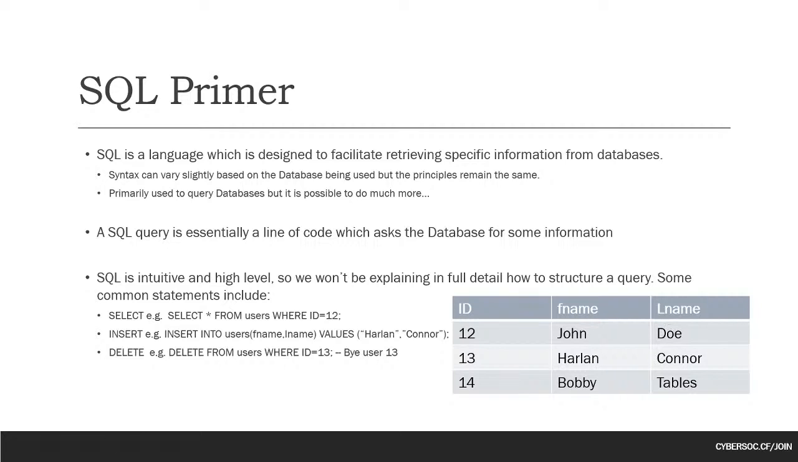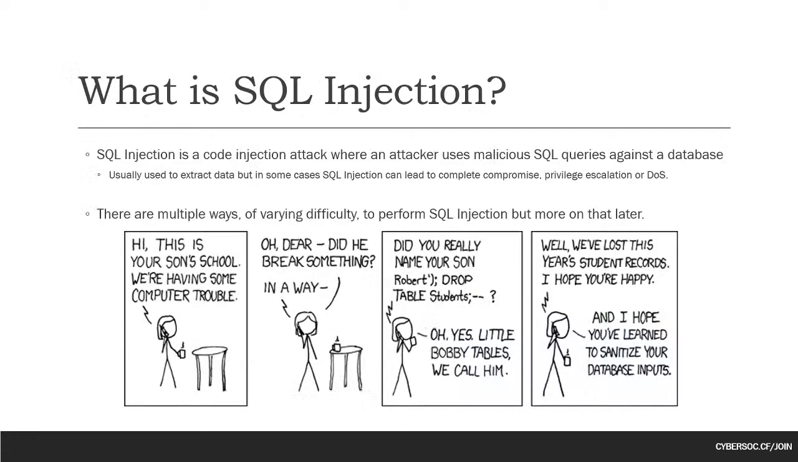So if we wanted to insert a value into the table, we can insert the value with the following field. So we'd be putting Harlan Connor into the database. We can also delete users from the database. So we could delete Harlan from the database. What this is here, it's hard to see because of the PowerPoint formatting, but that's two dashes, and that is essentially just a comment in SQL. So if you see that in the future, that's what that is.